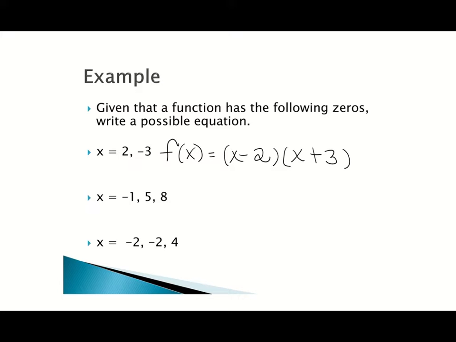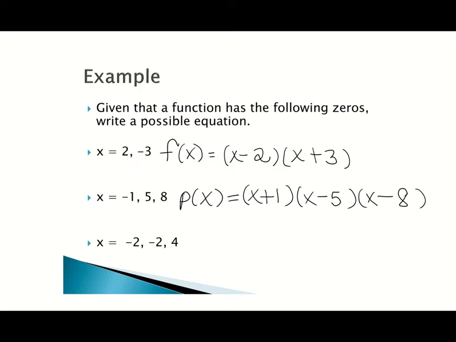So for the second one, we can use any variable we want for this function. If we wanted to use p of x, we could use p of x equals, we have 3 zeros, so we should have 3 factors. So we have x, x, and x. If we have negative 1, this factor should be plus 1. Positive 5 should be minus 5. And then positive 8 should be minus 8.